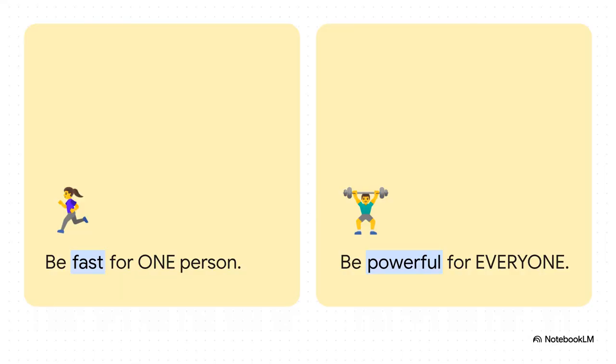Should a system be designed to be incredibly fast for just one person's request, or should it be a powerhouse, built to handle a massive number of requests from everyone, all at once? Is it about speed, or is it about scale?